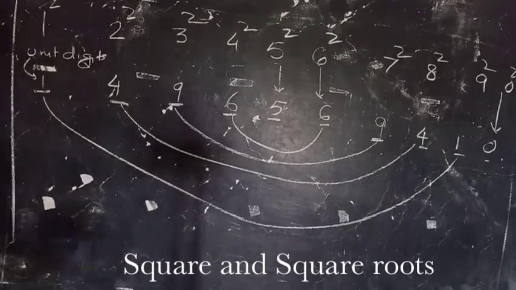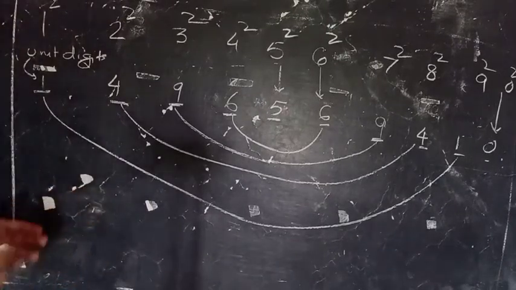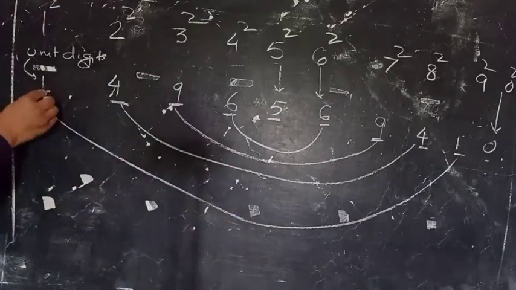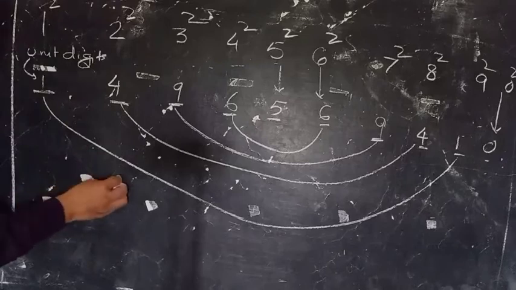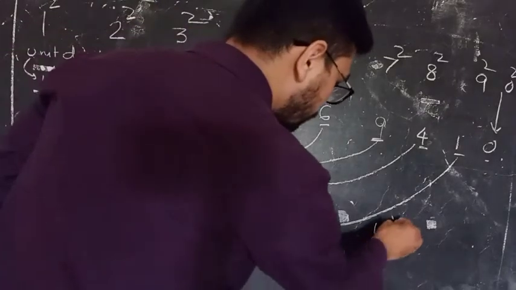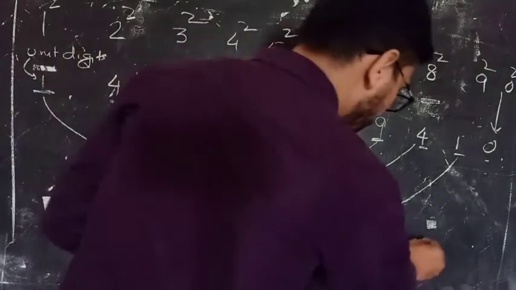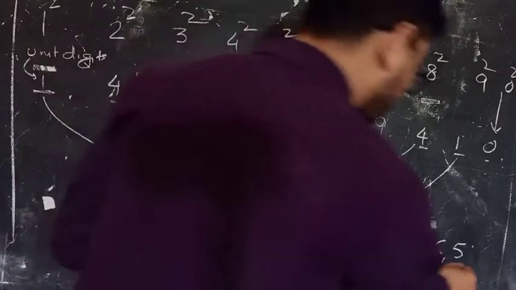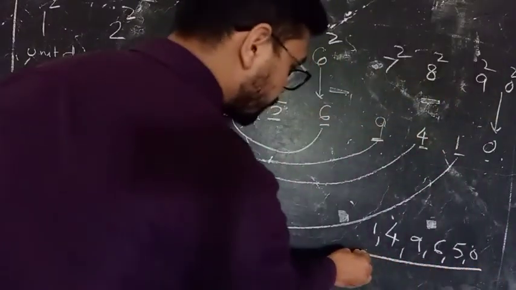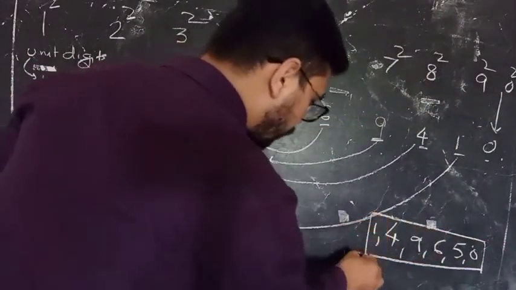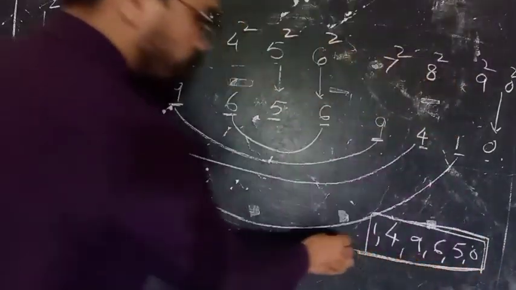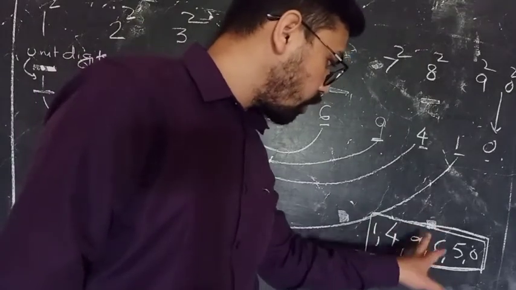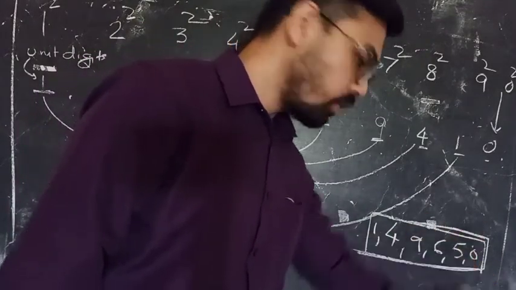So what conclusion you can draw from here is, if a number is a square of any other number, it has 1, 4, 9, 6, 5 and 0 as a unit digit. For a number to be a square of any other number, its unit digit must be 1 or 4 or 9 or 6 or 5 or 0.